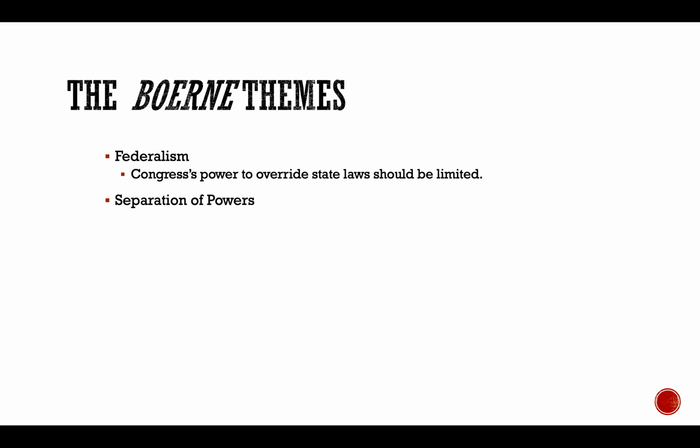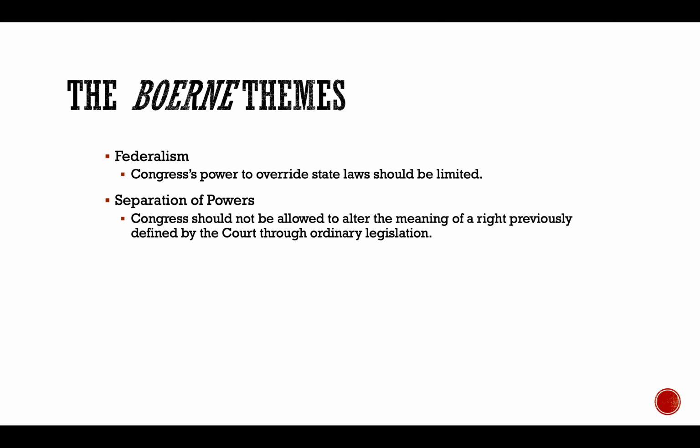And then we also see a separation of powers concern asserted in the first half of that paragraph, where the majority here sees this attempt, this RFRA, this Religious Freedom Restoration Act, as an attempt to undo Smith, as an attempt to undo the court's decision. So Congress should not be allowed to alter the meaning of a right that was previously defined by the court through ordinary legislation. Right? So the court sees Congress as attempting to reinterpret what it means to violate the Free Exercise Clause, what it means to violate the Due Process Clause of the 14th Amendment.